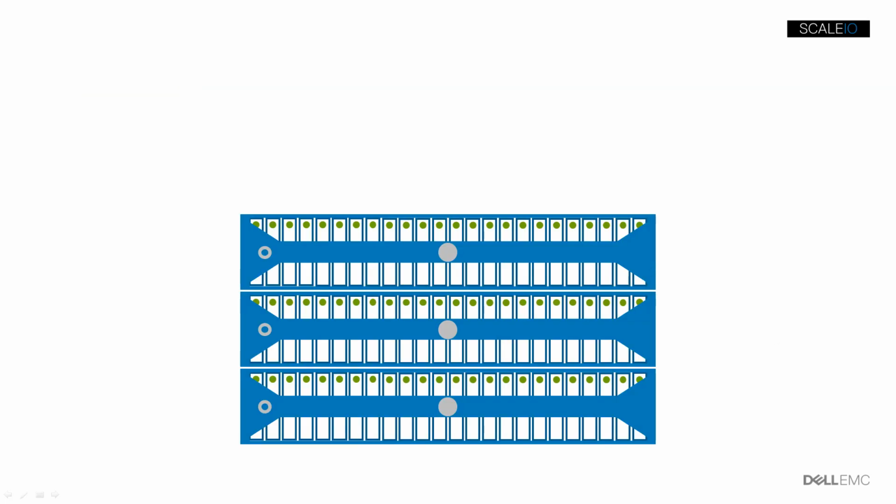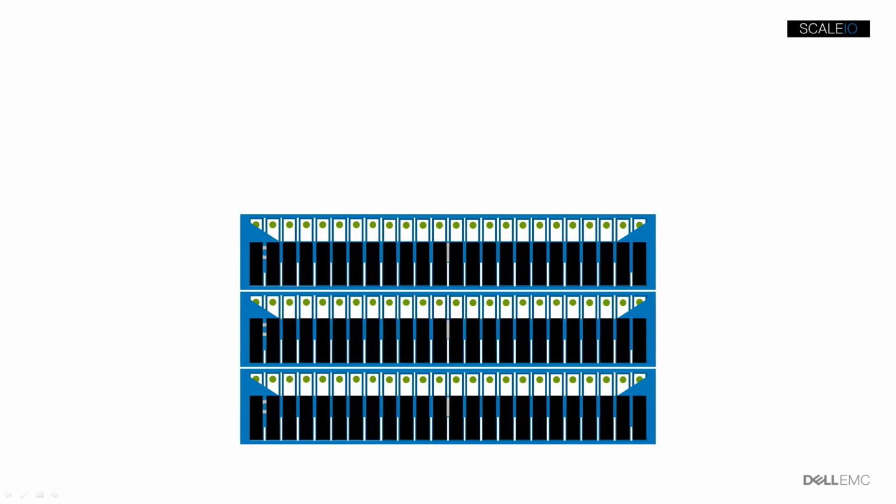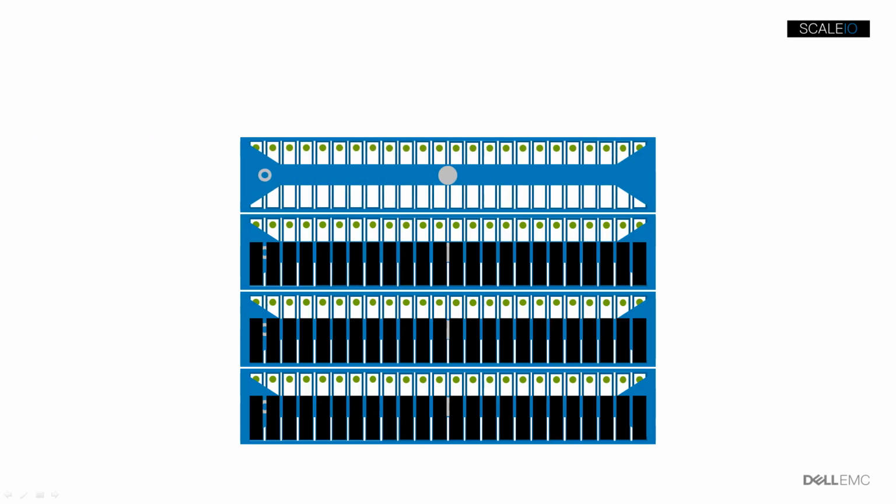ScaleIO balances user data evenly across all the drives that make up a storage pool. In this 3-node example, all the drives are part of a single storage pool, and they're about 70% full. A new node is added. When the drives are added to the storage pool, all the nodes and devices taking part in the storage pool work in parallel to balance the user data across the drives.